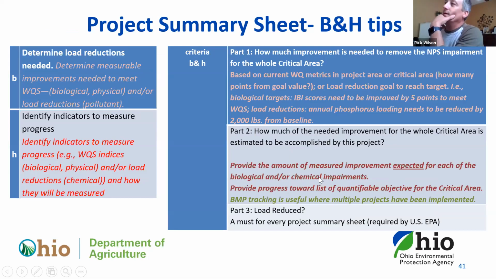B&H, I have this in here just for reference for later. Quite frankly, I don't want to go through this, but B&H are always the 2 big ones on what folks are trying to, when they're doing their project summary sheets. How far are you away from removing the impairment? And how much needed, what will this project accomplish, both for progress toward the goals and project toward the objectives?